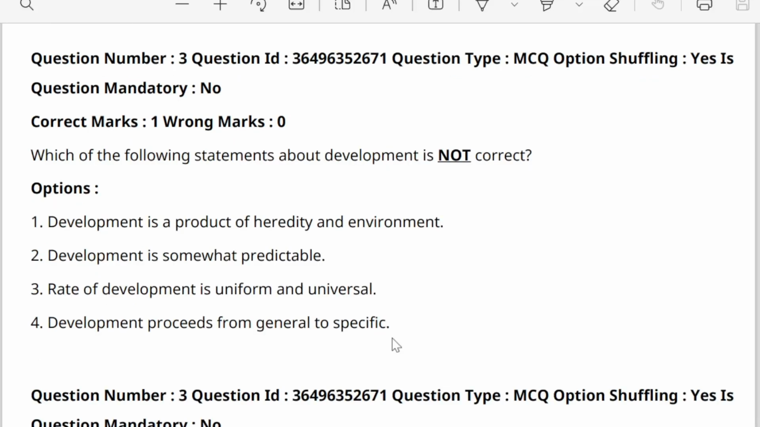Question number 3. Which of the following statement about development is not correct? 1. Development is a product of heredity and environment. Development is somewhat predictable. Rate of development is uniform and universal. And development proceeds from general to specific. So the correct answer is 3. Rate of development is uniform and universal is not correct. All the others are correct options.